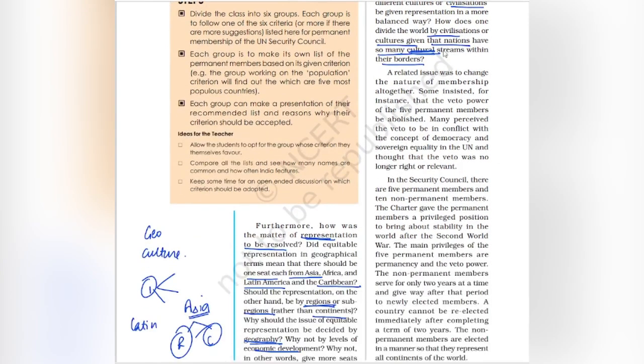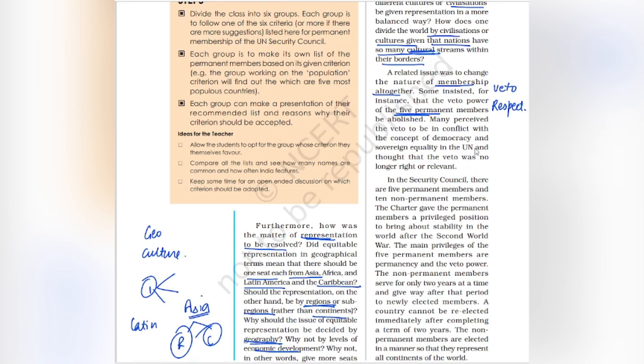right? So a related issue was to change the nature of the membership altogether. So finally a solution came out that we have to change this nature of membership altogether. Some suggested, for instance, removing the veto power of the five permanent members. Why are these countries crying over becoming the permanent member? Why do they really want to become the permanent member? They want it because after becoming a permanent member they will get this veto power and that respect in the world, that big daddy respect, right?